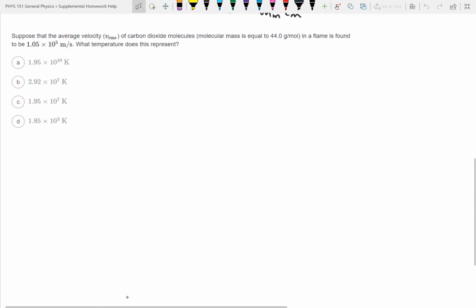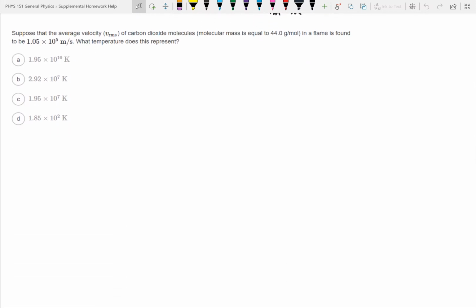All right, so on to another problem. Suppose the average velocity of carbon dioxide molecules, which it says molecular mass, but it turns out that MOL doesn't stand for molecule. It stands for mole, so that's a molar mass. In a flame is found to be the speed. So that's VRMS equal to 1.05 times 10 to the fifth meters per second.